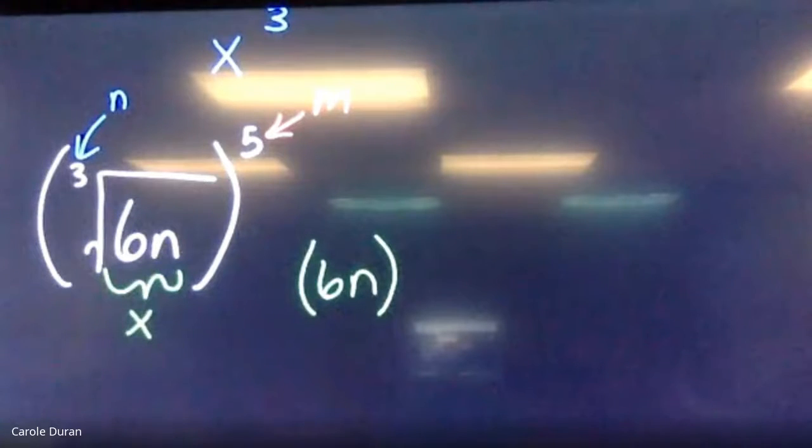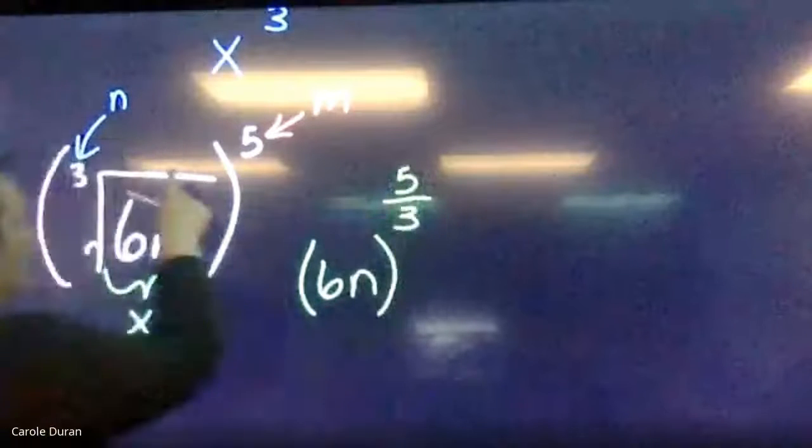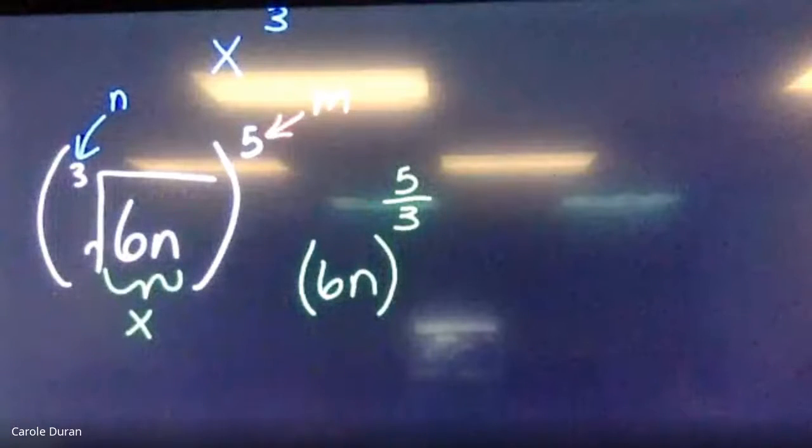Okay, so this becomes 6n. I would like to put it in parentheses if it's more than one term. That way we don't accidentally confuse that it's just the n to the 5/3 power. I want the whole thing to the 5/3 power because the whole thing is under the radical. And then we're done, right?